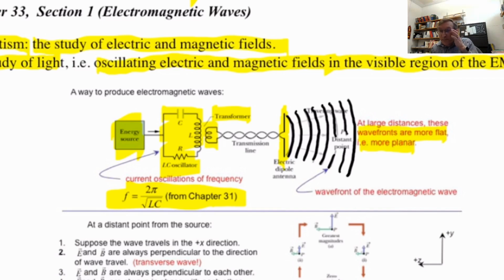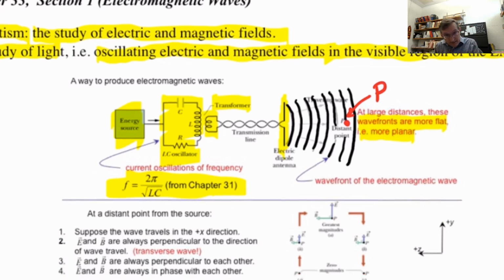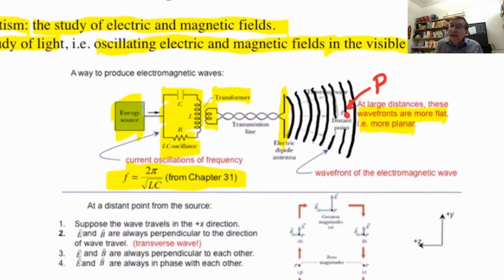Okay, that's a way you can make an electromagnetic wave. Now, I want to imagine that we have planted ourselves, so to speak, at some distant point, really even farther than this, but some distant point P from our antenna, our source. And I want to draw a schematic picture of how the electric part and the magnetic part of the electromagnetic wave behave with time.